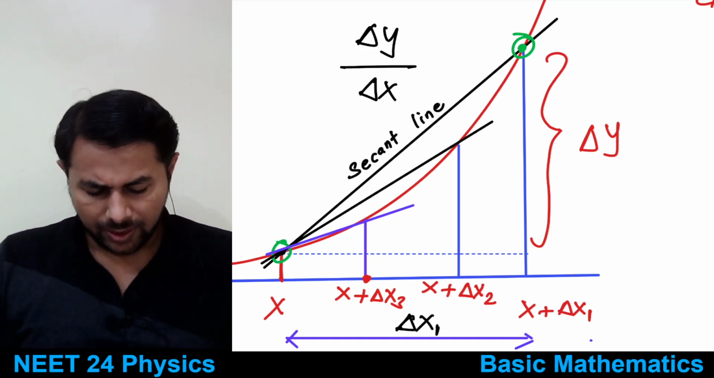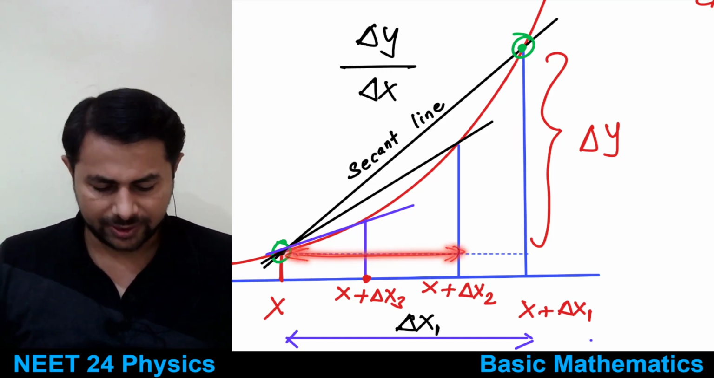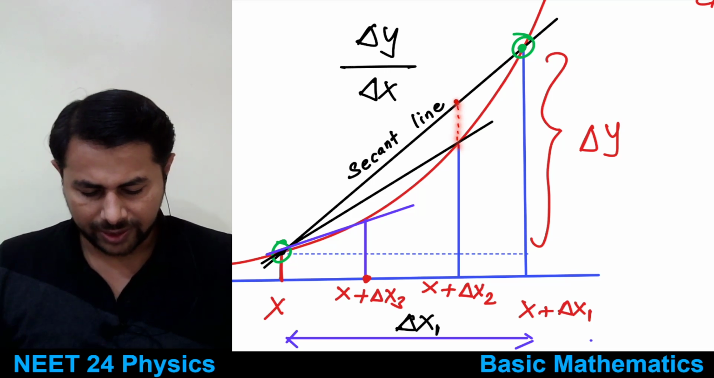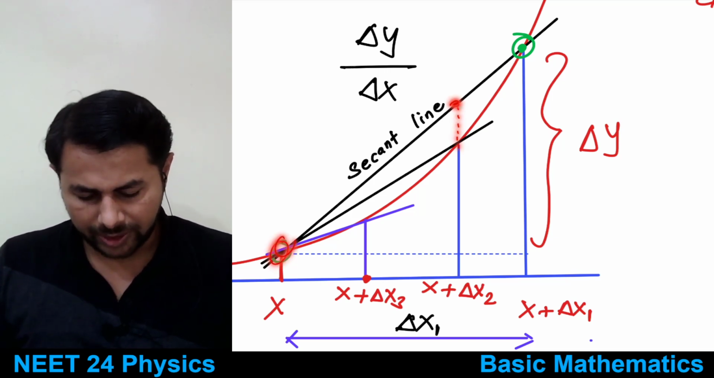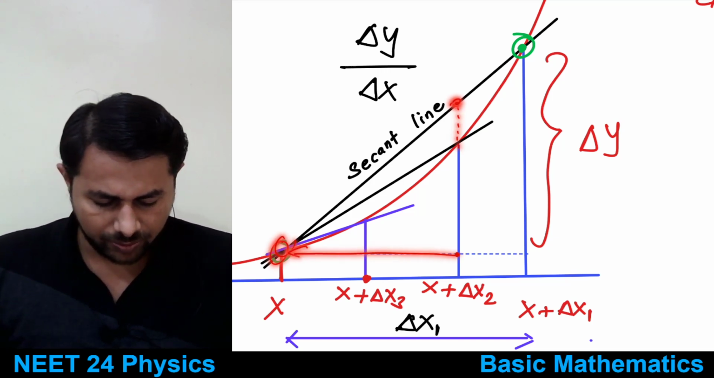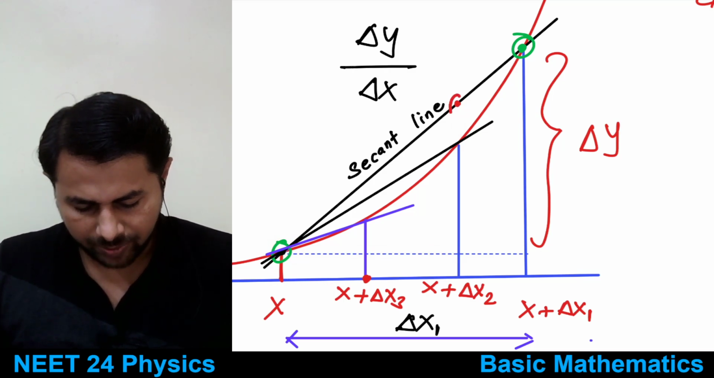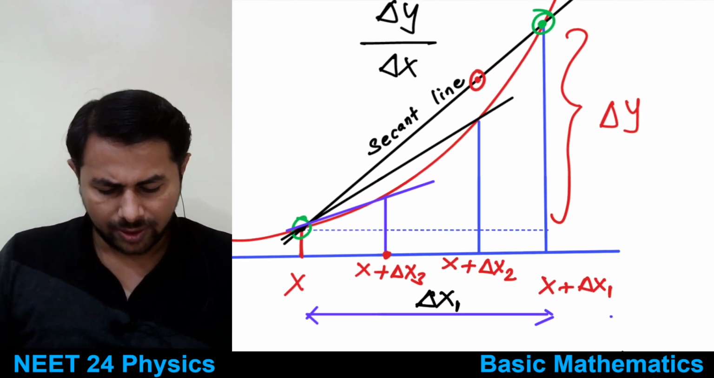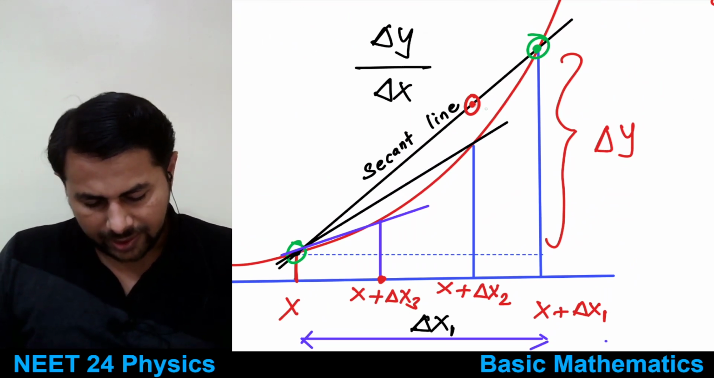Then if you take a smaller delta x, this much, let's say, that means you are taking this point and this point, going from this point to this point, right? Then delta x would be this much. So this is your second point, suppose. Then what happens? See, delta y also decreases.